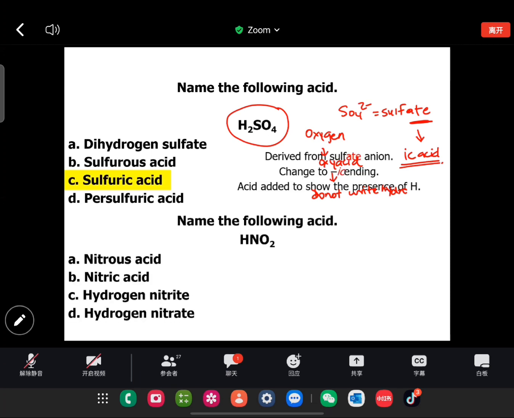Okay, what do you think is the name of HNO2? Nitrous acid. Yes, nitrous acid. You're going to see your exam sheet. The name of this is nitrite ion. And the nitrite, because it's ite, the ite will become ous acid. Again, no hydro is used because it has oxygen. Right? So the name is nitrous acid.